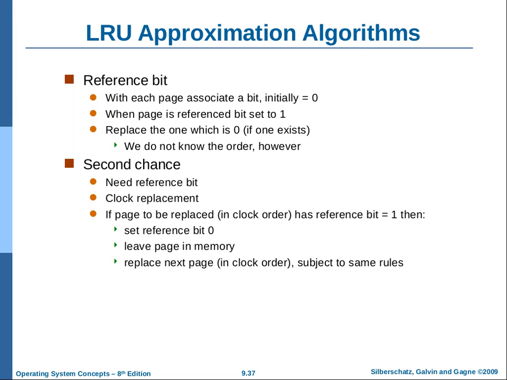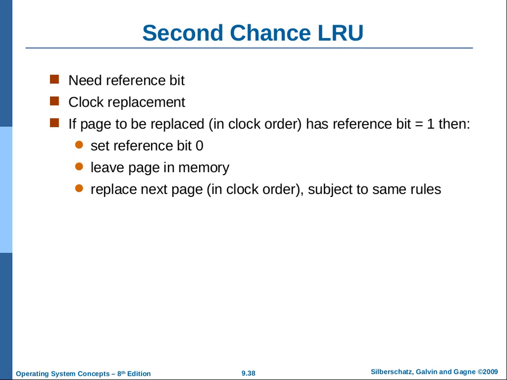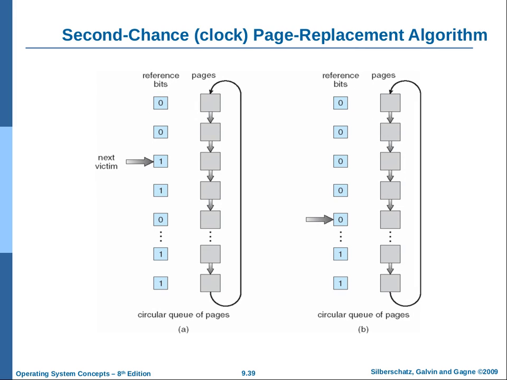We can do a second chance bit. So you need the reference bit. If it's to be replaced in clock order and the bit is 1, then set it to 0. So the idea here is if it has been referenced, set it to 0 and then move on and leave the page in memory. All right, let's see if they give you a nice picture. Here we go.